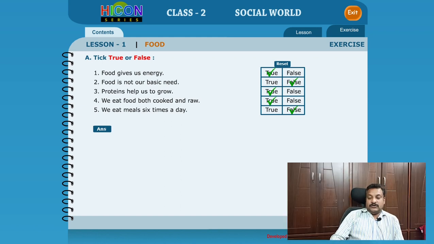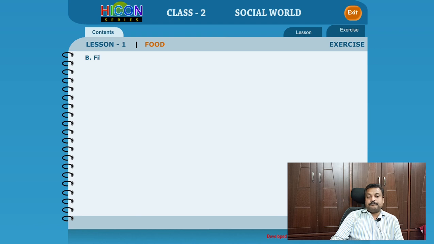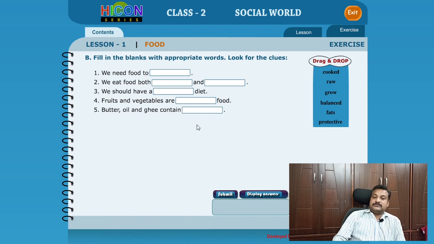So children, shall we go on to the next question? It's a fill in the blanks with appropriate words. Look for the clues. Here are 5 sentences taken from the lesson food, and we have a drag and drop box here with the options available. What we need to do is read the questions one by one, select the answers and drop them at the appropriate boxes. Okay.